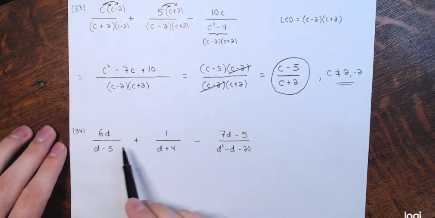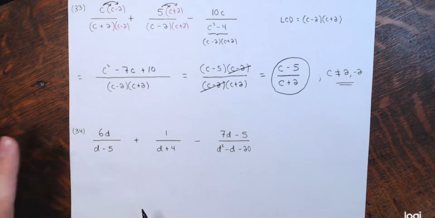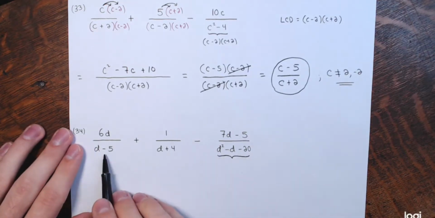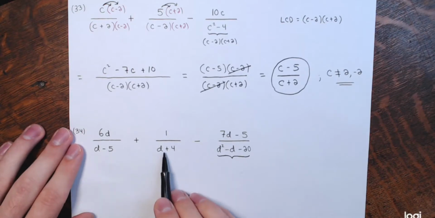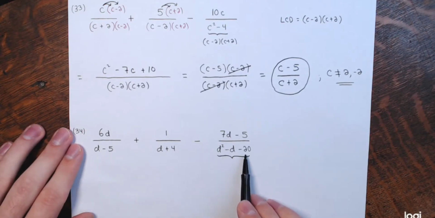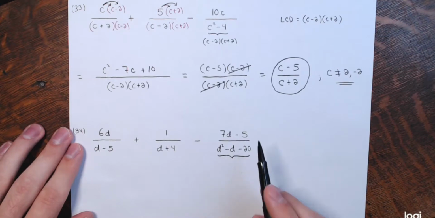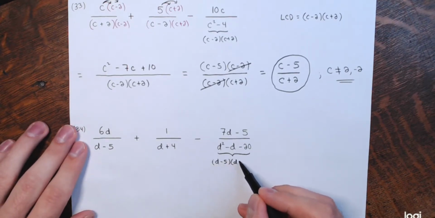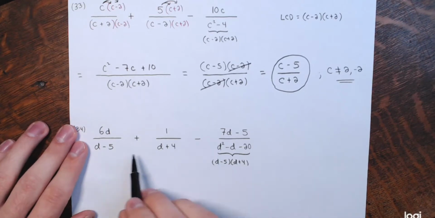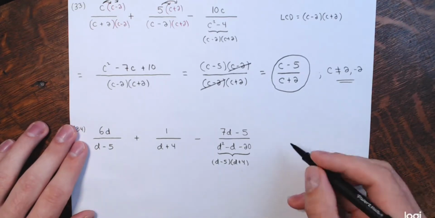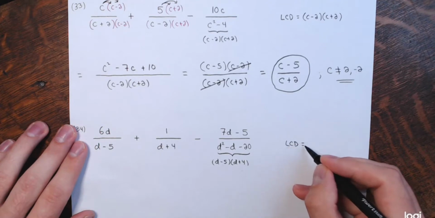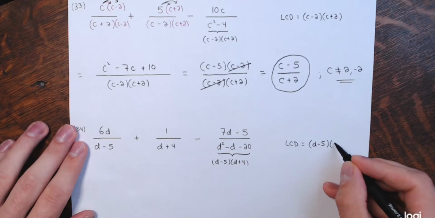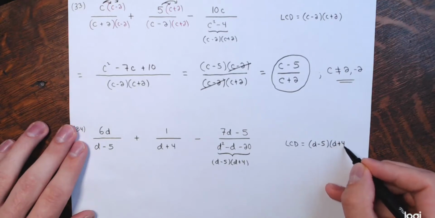Alright, so 34, very similar. Again, I'm going to speed things up by just saying, hey, this denominator is factored, this denominator is factored. If I were to factor this denominator, d squared minus d minus 20, that's just d minus 5 times d plus 4, which is just the product of these other two. So that's the LCD. Hope it's obvious that the LCD is d minus 5 to the first times d plus 4 to the first.